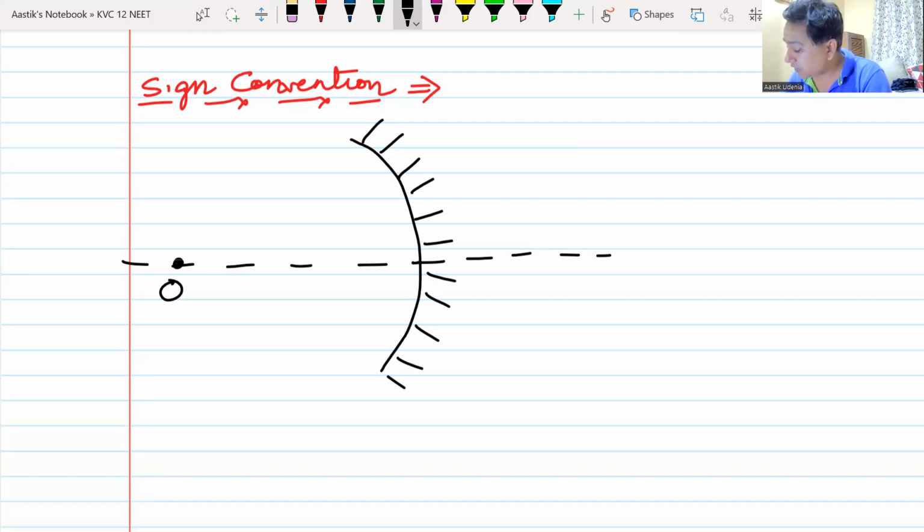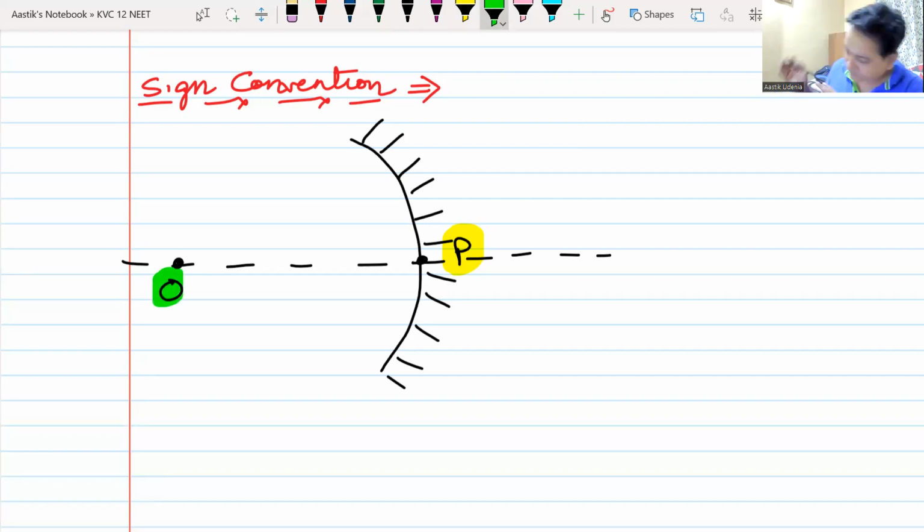And then we have this important point, the pole of the mirror, P. Do we remember this? Yes or no? So the first thing that you must remember is your object, the green one, is always on the left hand side, and you have the pole of the mirror. It may be a concave mirror, a convex mirror, a concave lens, or a convex lens. Pole P. Then there are 4 rules that you will have to remember.